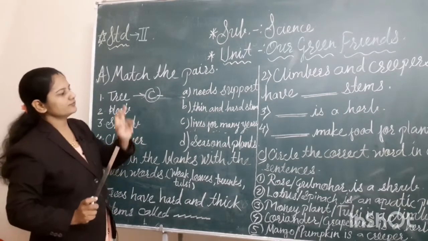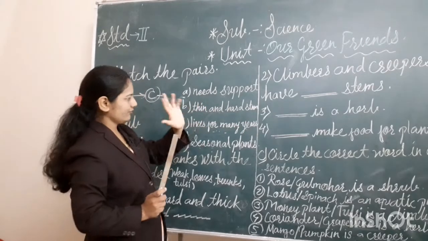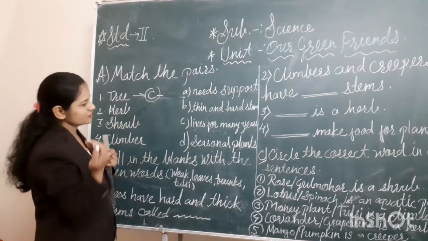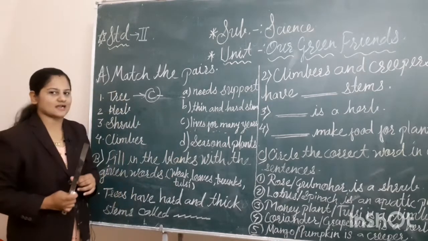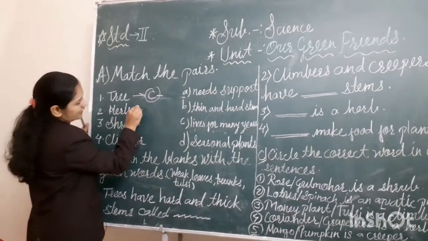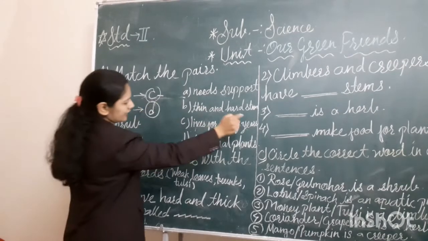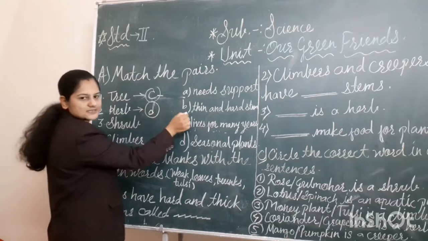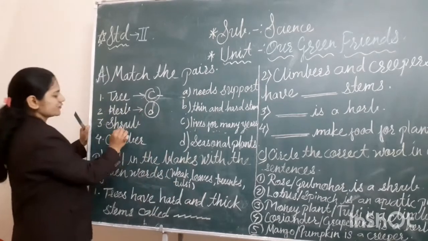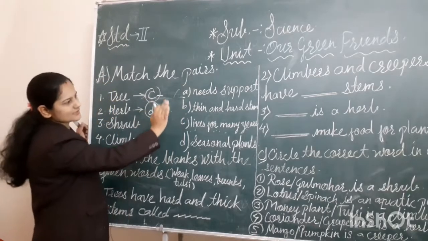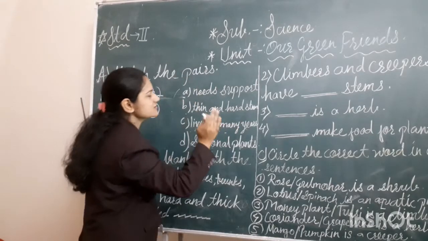Then, the herb needs support? No. Thin and hard stem? No. Lives for many years? No, that's the trees. Then the seasonal plants. Yes. Herbs are the seasonal plants. That is D. You have to write down the sentence: herbs are seasonal plants. Then the third, shrubs. Now only 2 options are there: needs support, thin and hard stem.